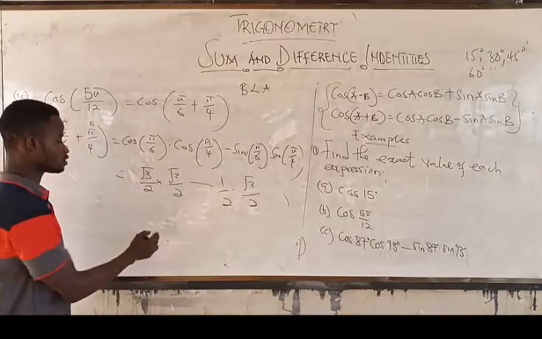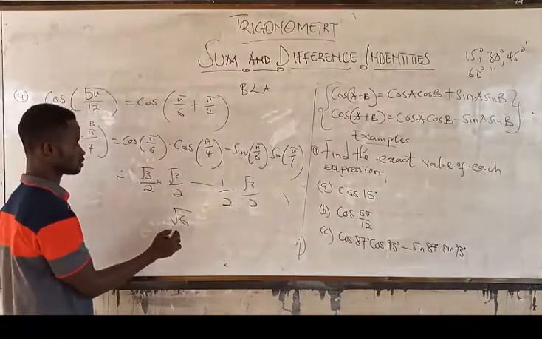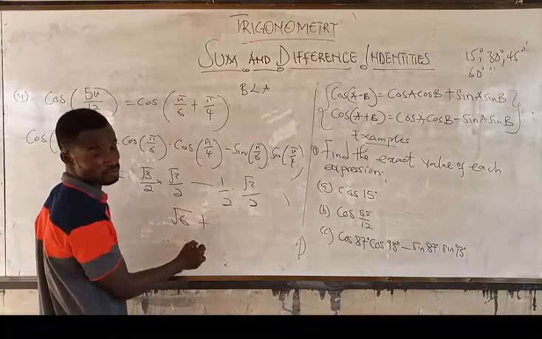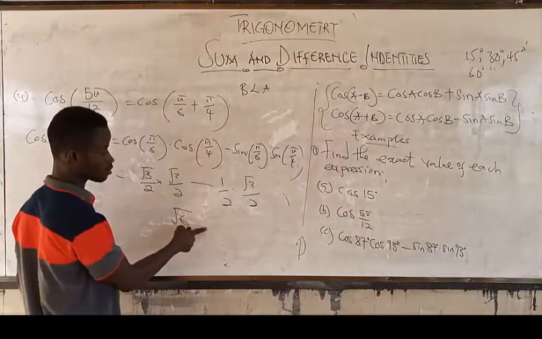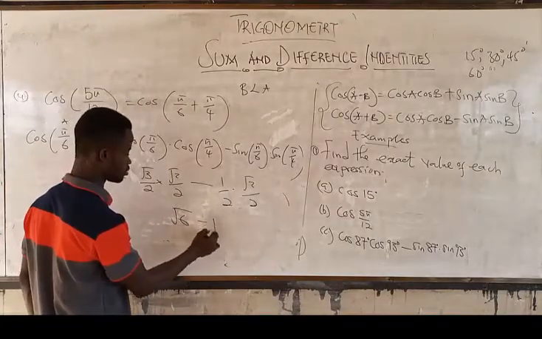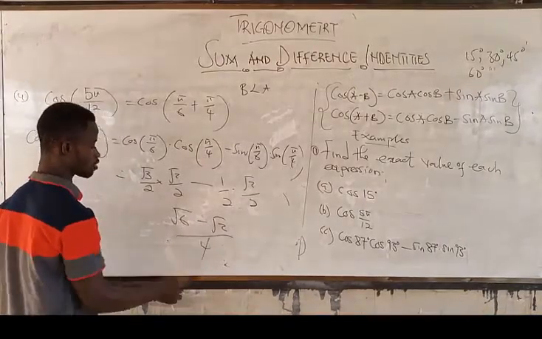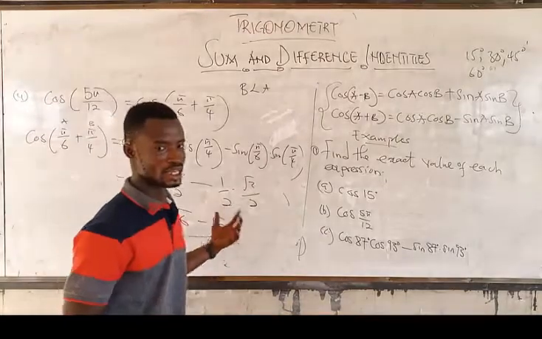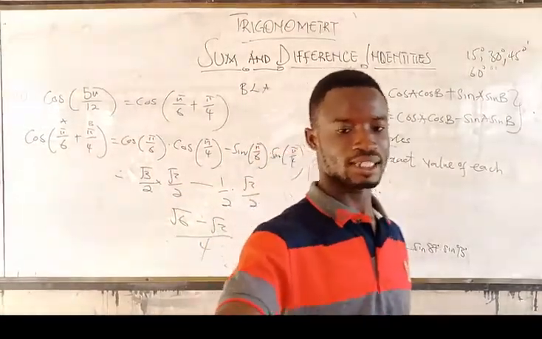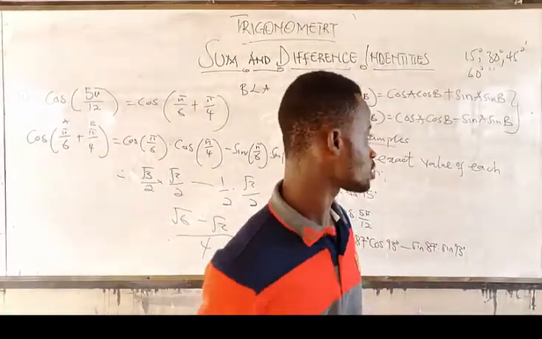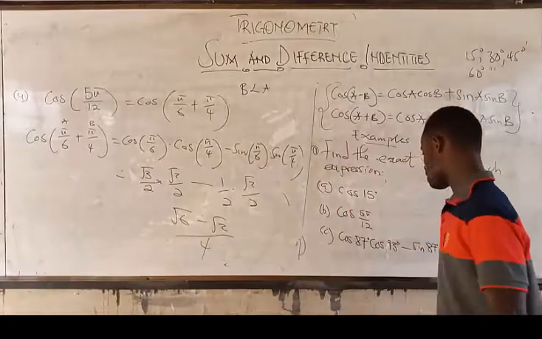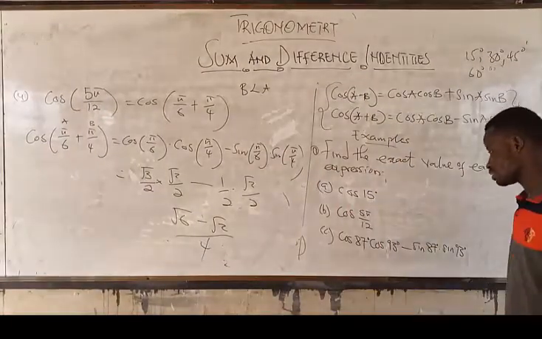And the final answer is going to be square root of 6 minus square root of 2, all over 4. That's going to be the exact value for that. Let's try on the C. Oh, that's the easiest one.